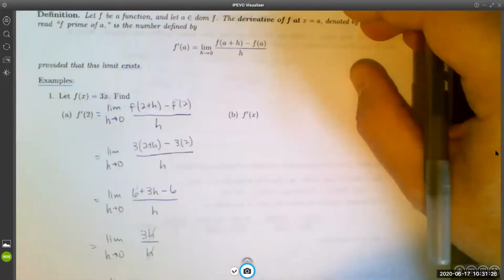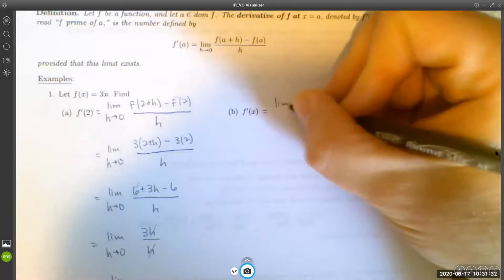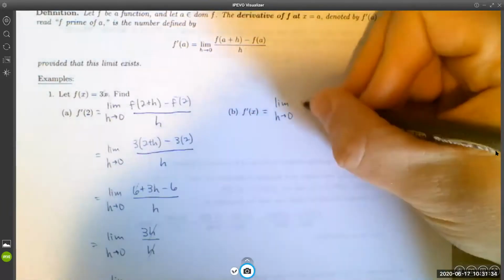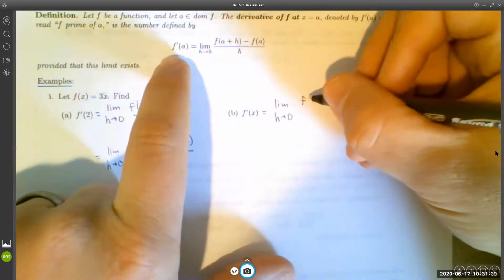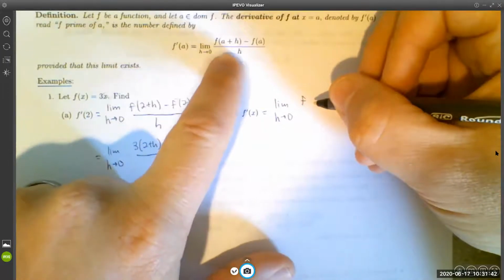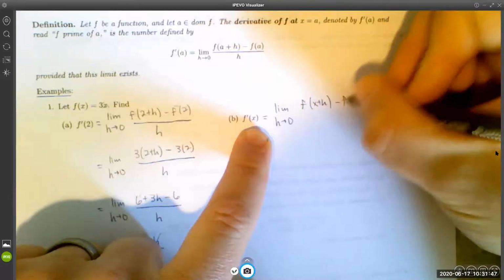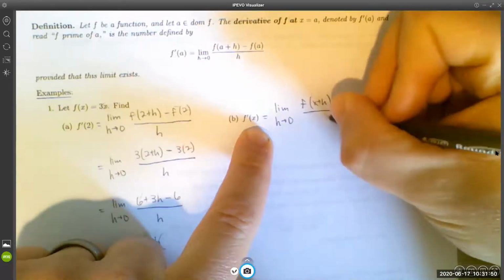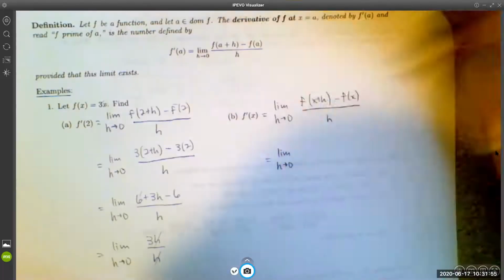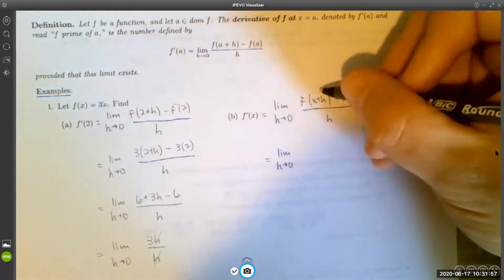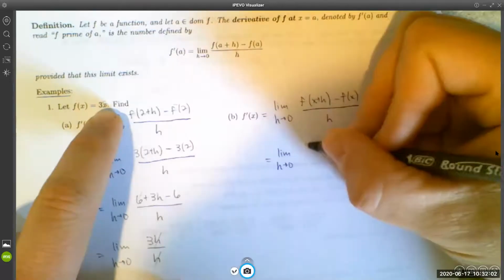We can use that same idea to find f prime of x in general. f prime of x is the limit as h approaches 0 of f of, well, if f prime of a is f of a plus h minus f of a, then f prime of x is going to be f of x plus h minus f of x divided by h. Now, if I want to find what f of x plus h is, I would look at f of x and replace the x with an x plus h. So I'm going to get 3 times x plus h.